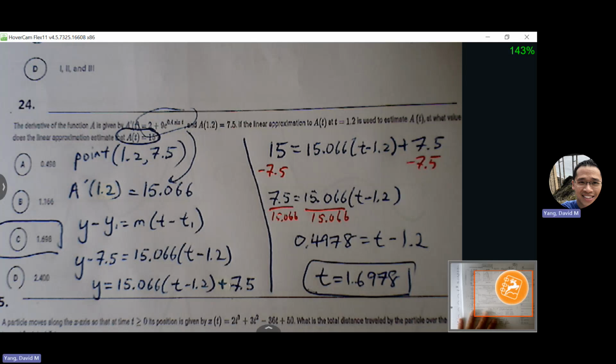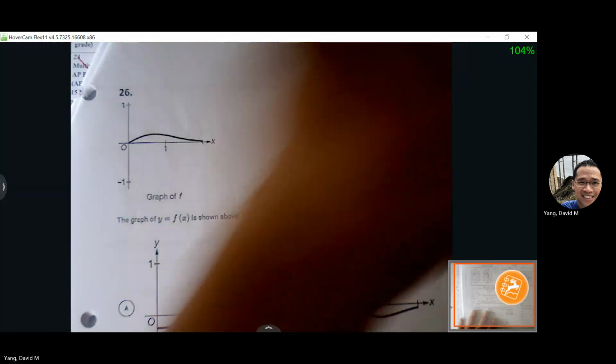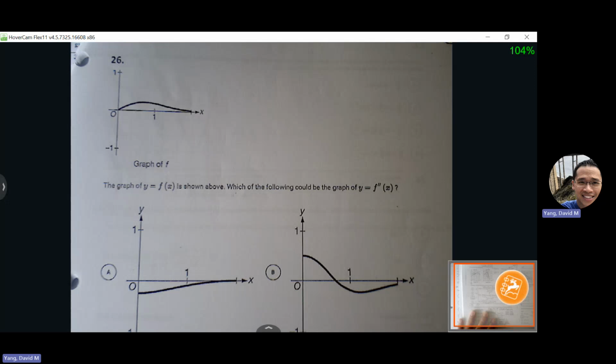Okay, page 45. The graph of f is shown. Which of the following could be the graph of f double prime?